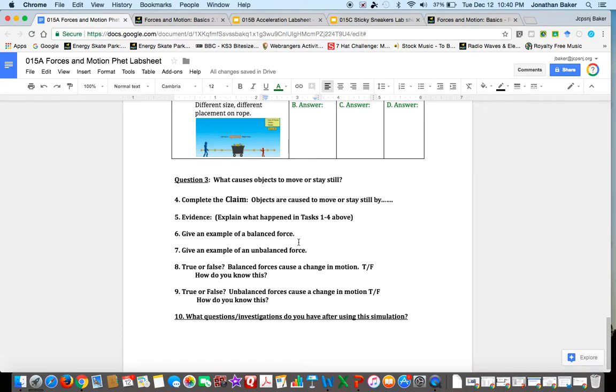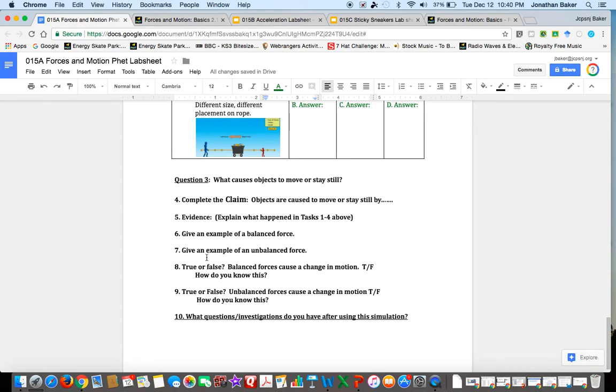For number 6, give an example of a balanced force. Okay, by this point, you should be able to explain when a balanced force is happening and then what it is. So how big are the guys, how many of them are there on each side, that kind of deal. Same thing for an unbalanced force. Okay, so think of an example from one of the simulation tasks you did to say what it was that made it unbalanced. All right, true or false here.